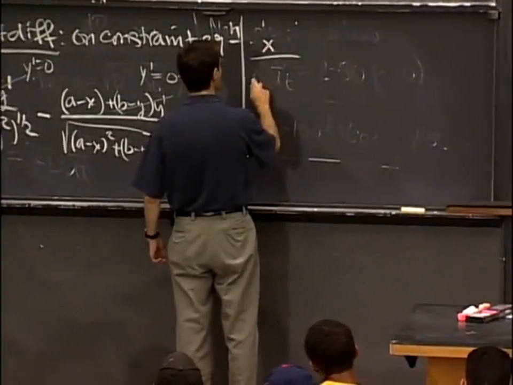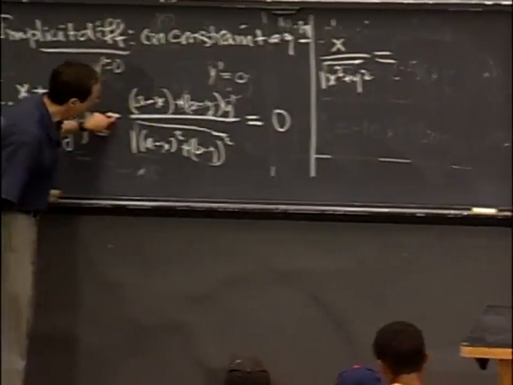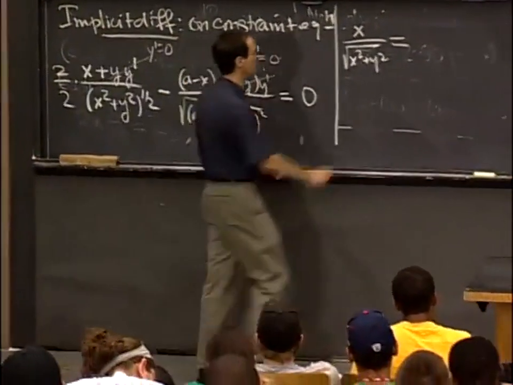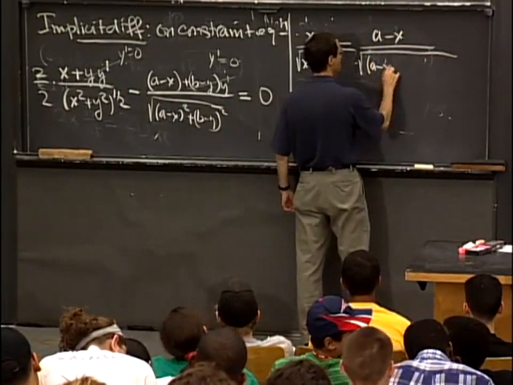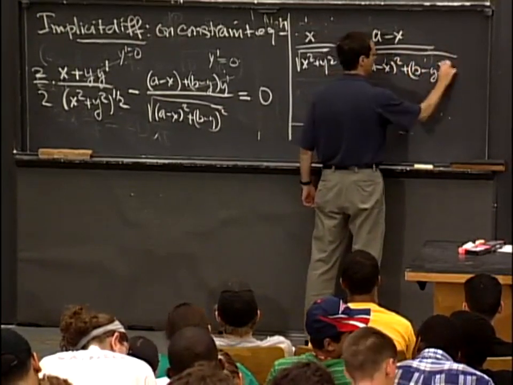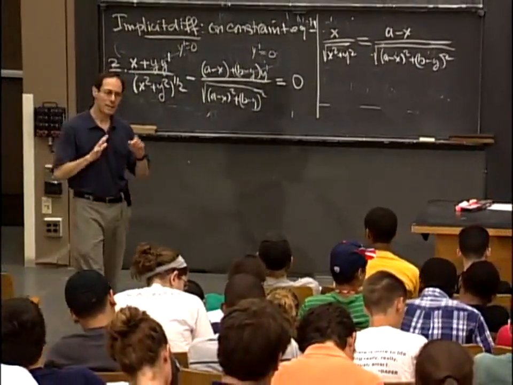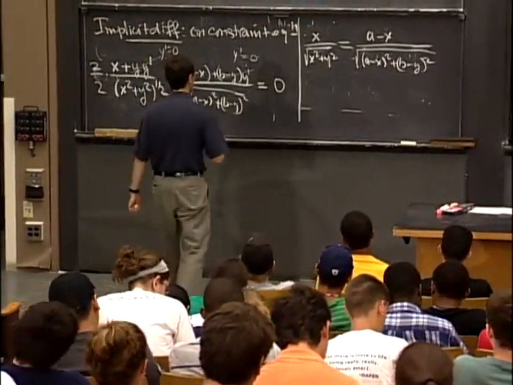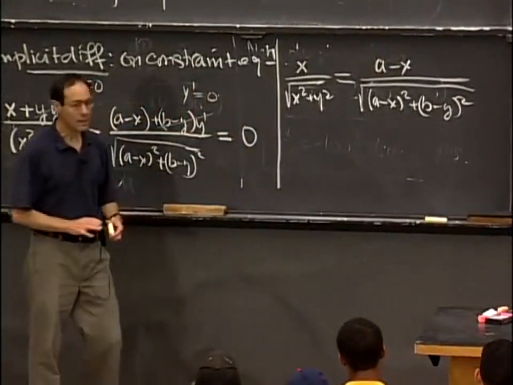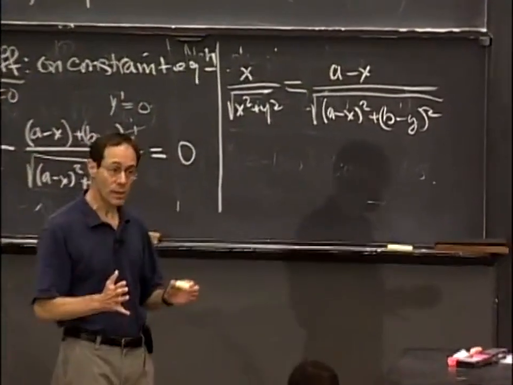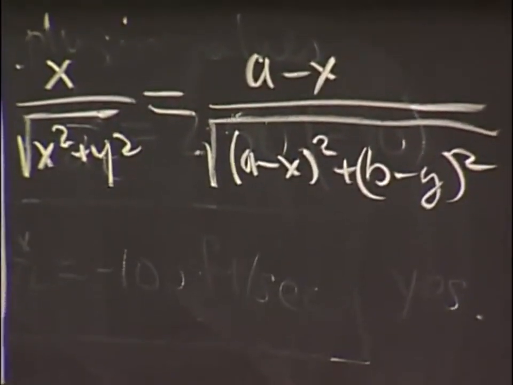It's x divided by square root of x squared plus y squared is equal to, if I put it on the other side, the minus sign is changed to a plus sign, a minus x divided by this other massive object, a minus x squared plus b minus y squared. All right? So this is what it simplifies to. Now again, that also might look complicated to you, but I claim that this is a kind of equilibrium equation that can be interpreted geometrically in a way that is very meaningful and important.